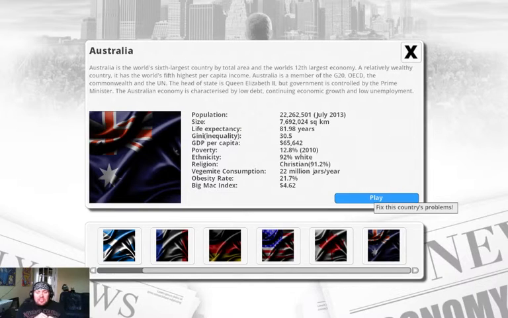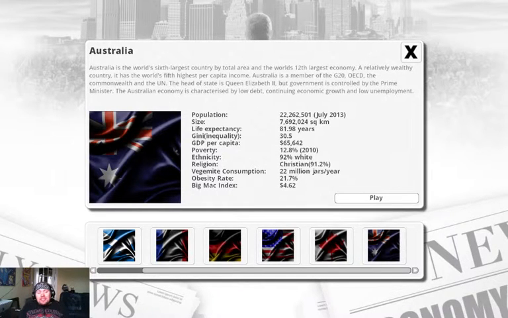So, population size is 22.26 million as of July 2013. The country size, 7,692,000 square kilometres. Good life expectancy, 81.98 years. GDP per capita, $65,000 per person. That is very, very big. Poverty is at 12.8% though, so a little bit on the high side. Ethnicity, 92% white. Religion, 91% Christian. Vegemite consumption, 22 million jars a year. The obesity rate, 21.7%, and the Big Mac Index, $4.62.